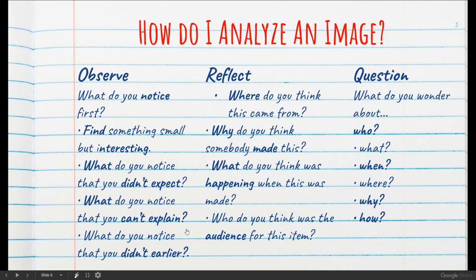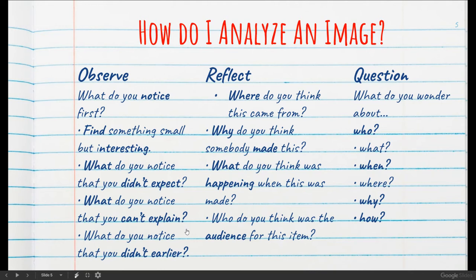When you reflect on an image, you're basically thinking, where did this image come from? Why do you think someone made this image? What do you think was happening when this image was made? So you're asking yourself these questions and you're writing it down. Who do you think the audience for this item was? And when we talk about an audience, who were the intended people meant to see this image?